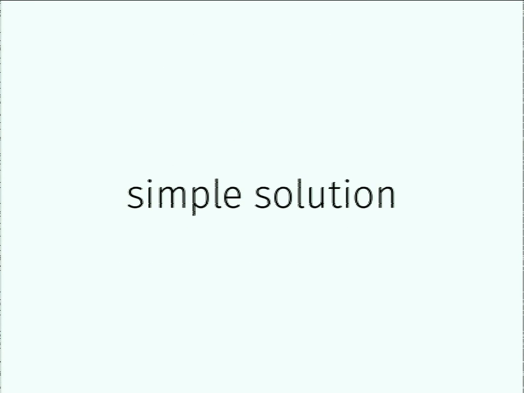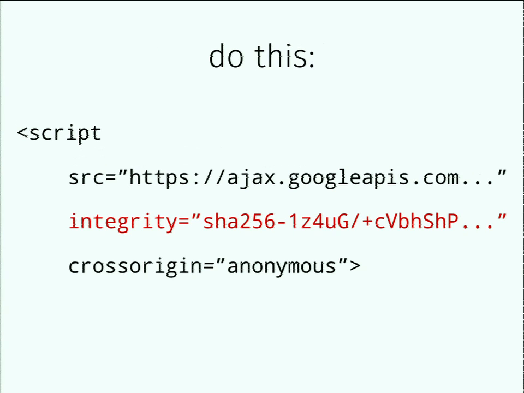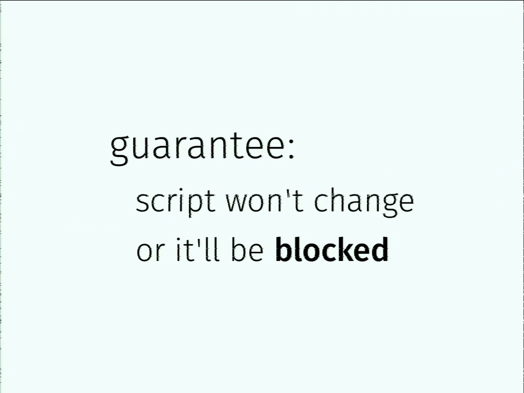But there's a simple solution. What if instead of doing this in our source code, what if we did this? We added the hash of the file that we expect to load, right? Here we have a SHA-256 of the version of jQuery that we're trying to load, and that's basically telling the browser, don't load this if it doesn't match this hash. And that's exactly the guarantee that browsers that support Subresource Integrity will give you. They will block the file if the hash doesn't match, basically.